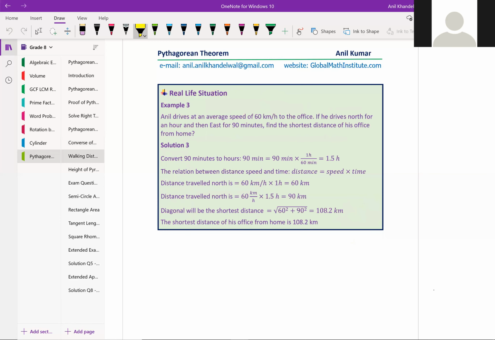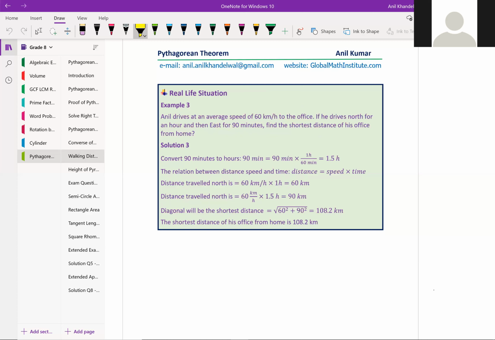Here is a word problem for you. In real life situations, we have situations where you will need the Pythagorean theorem. Example 3. Can you please read the example? Yes. Anil drives at an average speed of 60 kilometers per hour to the office. If he drives north for 1 hour and then east for 90 minutes, find the shortest distance of his office from home. How will you solve this?